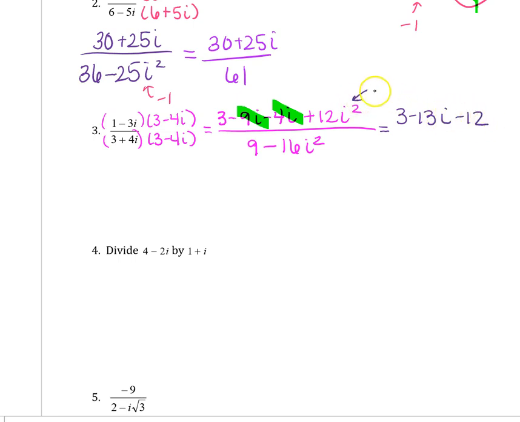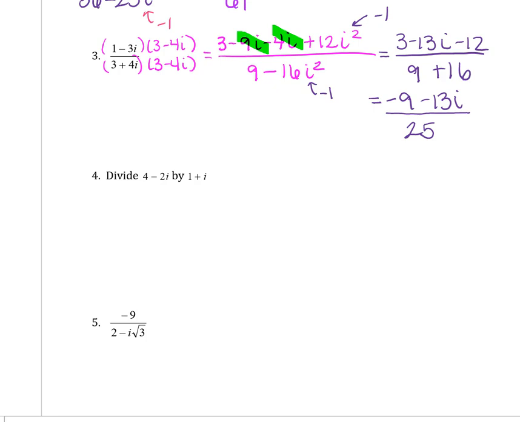Keep in mind that i squared is negative 1, so it becomes a negative 12, all over 9 plus 16. And again, that's because this is negative 1. Clean it up. So I've got 25 in my denominator. 3 minus 12 gives me negative 9. And then I still have the minus 13i. And nothing else can be reduced there, so that's my final answer.